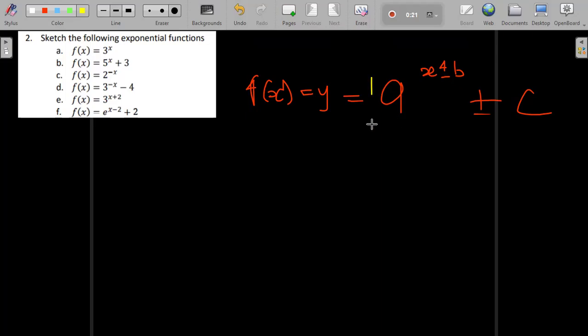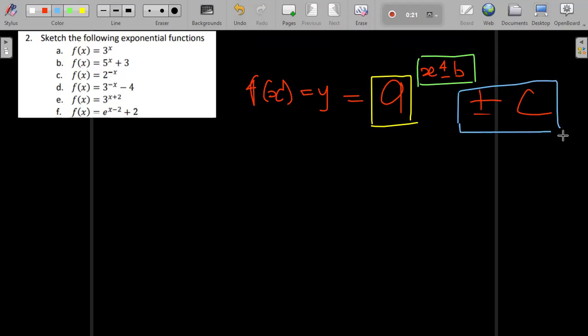In this equation, we have different parameters. The first one is a. The second one is this x plus or minus b. And the third one is this plus or minus c. All of these represent different things, and you have to understand what they represent for you to sketch exponential functions. To sketch an exponential function, you need two things.